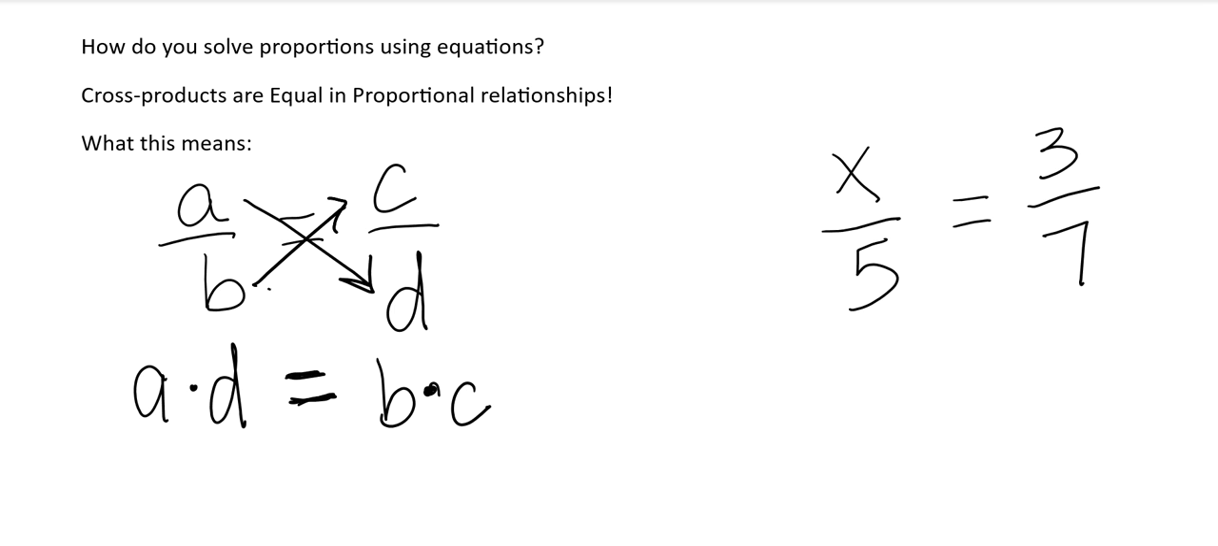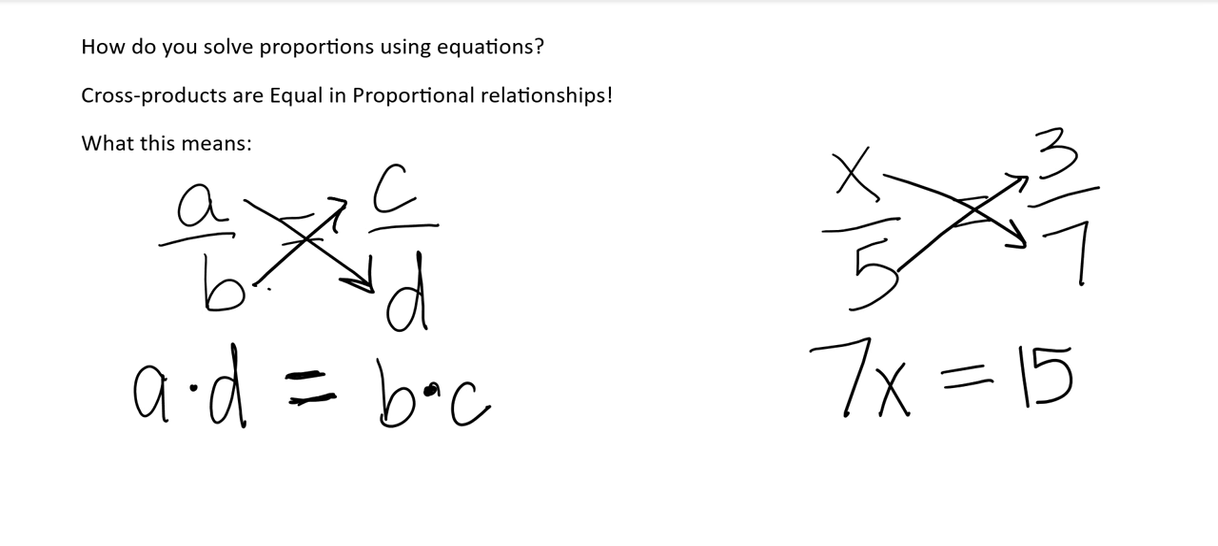So if we are looking at a proportion, x over 5 equals 3 over 7, cross products, x times 7 is 7x, has to equal 5 times 3, which is 15. And if 7x has to equal 15, we can solve for x, isolate the variable by dividing both sides by 7. 7 divided by 7 is 1, and anything times 1 is itself, so x times 1 is x. And 15 divided by 7 is our solution.